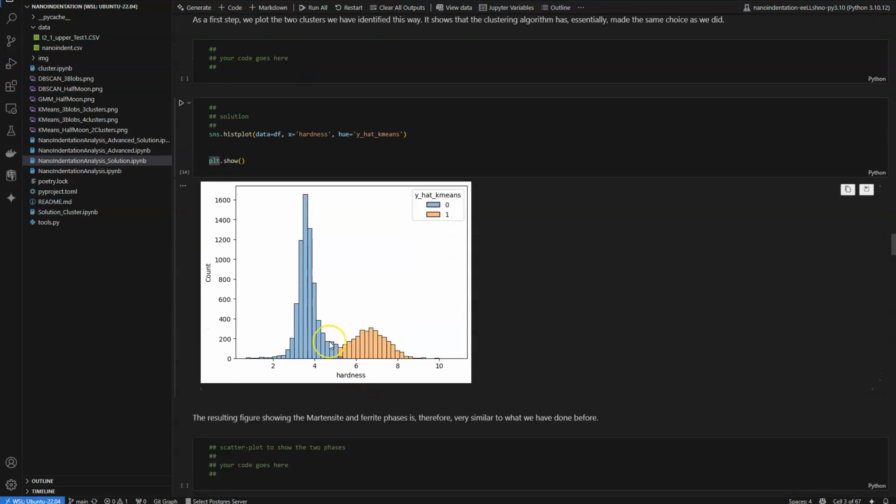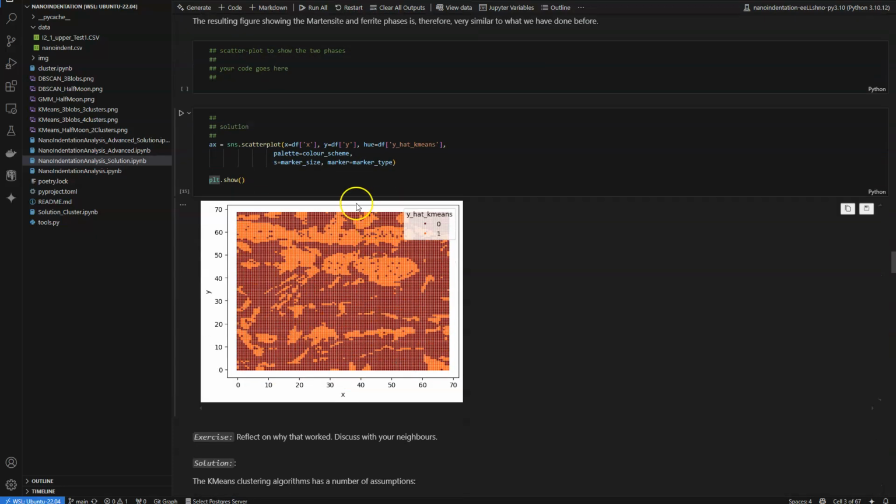So if we do that, that comes out pretty much the same as we would have done naturally. So we have one cluster going up to about 5 and one cluster from 5 onwards. So we can do this again. Now we have two clusters, and this is essentially the same picture that we have obtained beforehand. The problem still is that we have two clusters. So we have this phase and the other phase that we already know.